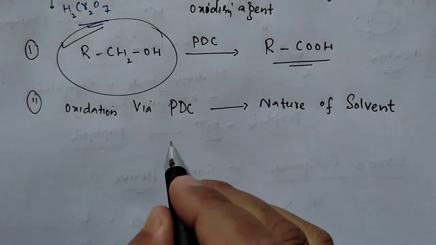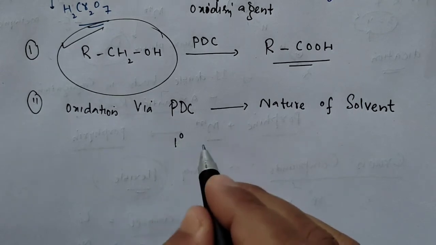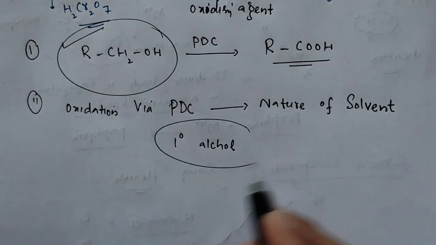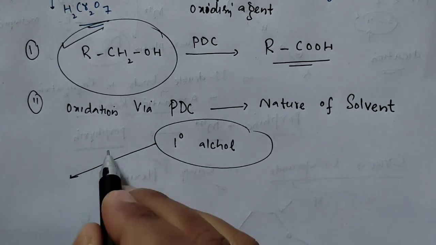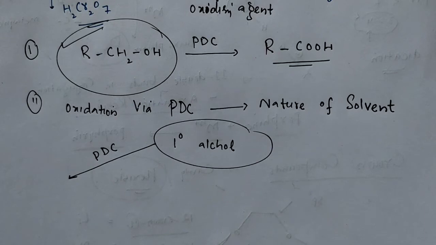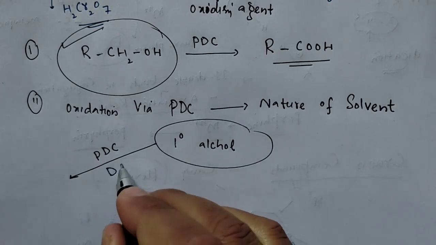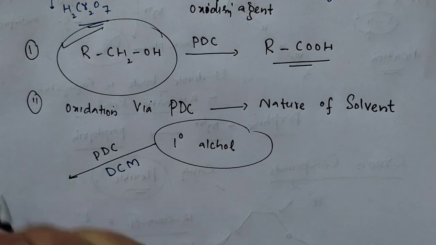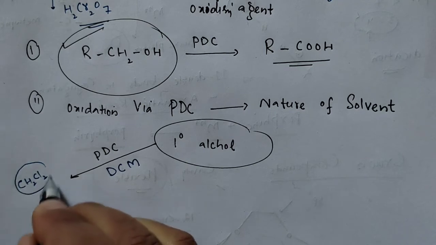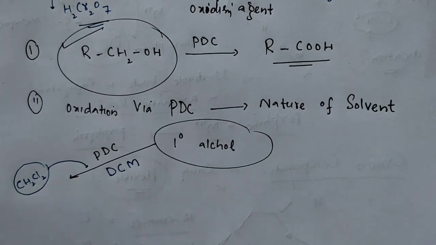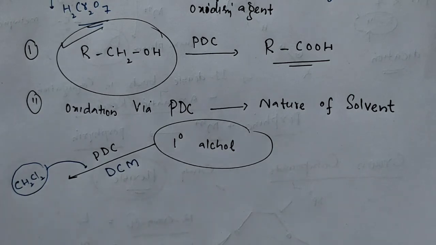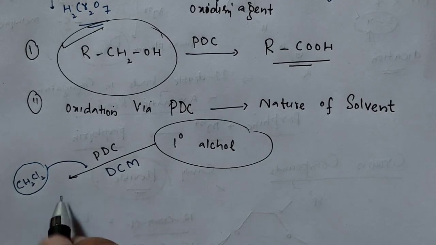For example, look, we can summarize it like this. Let's say you have a 1 degree alcohol, and you want to oxidize this with the help of PDC. Let's say you are using the solvent dichloromethane, CH2Cl2. Now in the presence of this solvent, it will oxidize 1 degree alcohols to aldehydes. These are very important things.